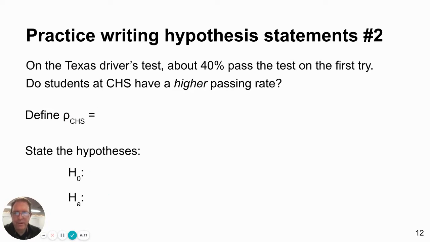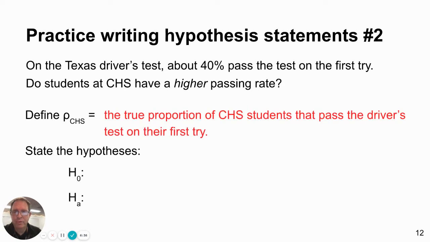On the Texas driver's test, about 40% pass the test on the first try. Do students at CHS have a higher passing rate? Well, the first thing we do is define our parameter. So my parameter is rho, and I'm going to define it as the true proportion of CHS students that pass the driver's test on their first try.